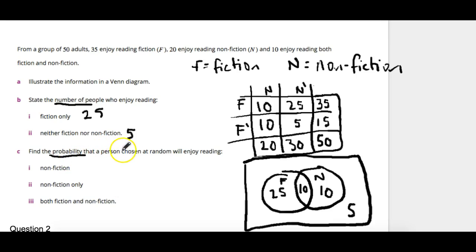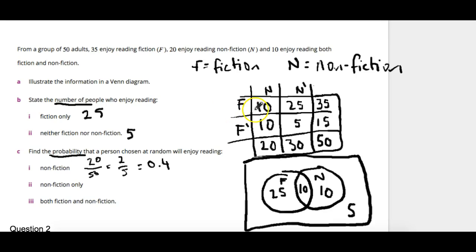Find the probability that a person chosen at random will enjoy reading non-fiction. So it doesn't matter whether they like fiction or not. So non-fiction is 20 out of a total of 50. Okay, so remember your probability has to be a fraction, so that's 2 over 5, or you can represent that as a decimal if you like, 0.4.